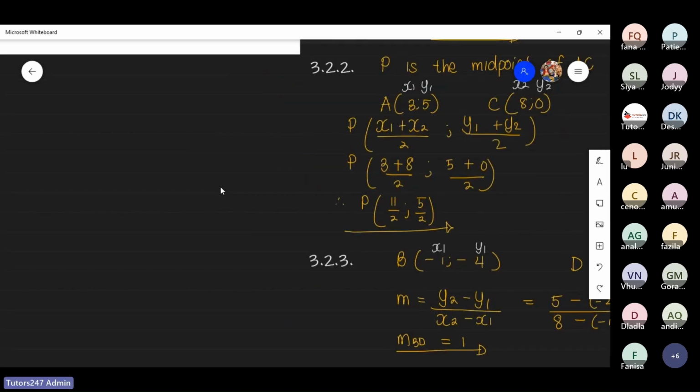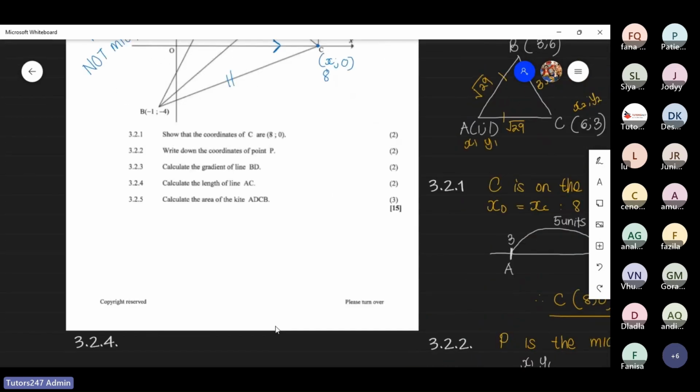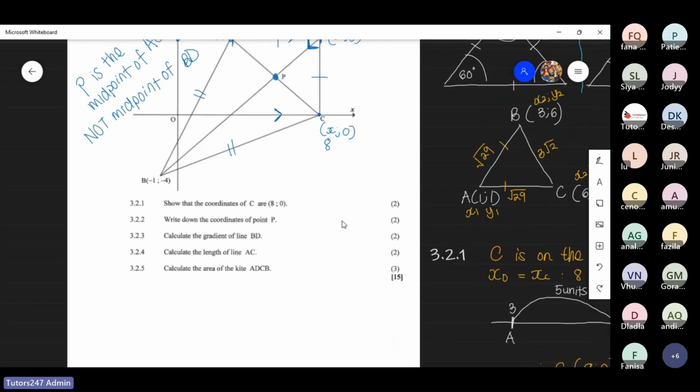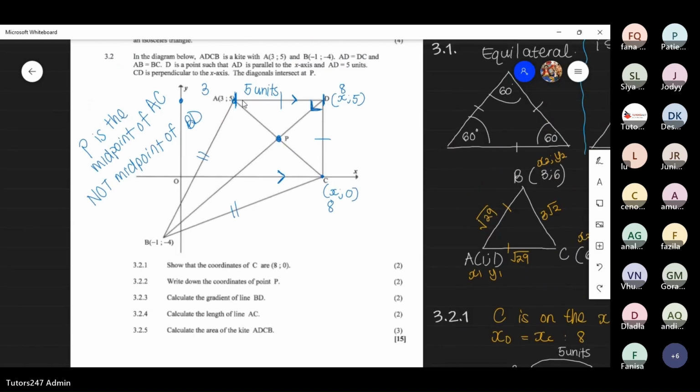So let us now have a look at question 3.2.4. So we've got calculate the length of line AC. If we are asked to calculate the length, that is the same as calculating distance. So let us look at AC. Line AC is A, which has coordinates 3 and 5, and C, which has coordinates 8 and 0.